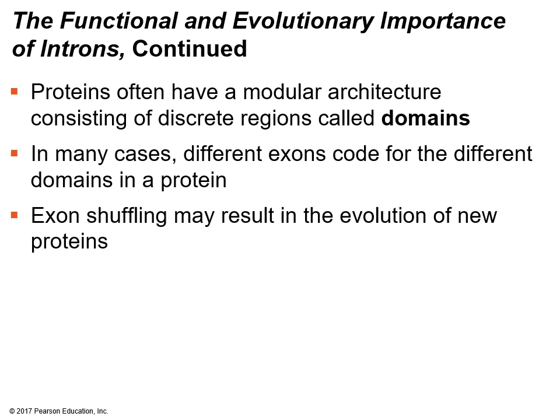Proteins often have a modular architecture consisting of discrete regions called domains. So basically, proteins just have different sections called domains. In many cases, different exons code for the different domains in a protein. Exon shuffling may result in the evolution of new proteins.